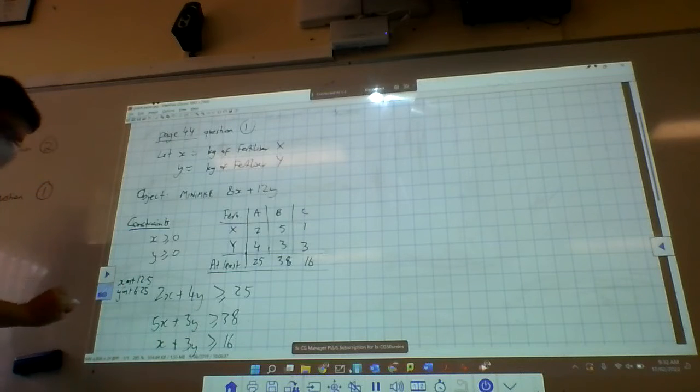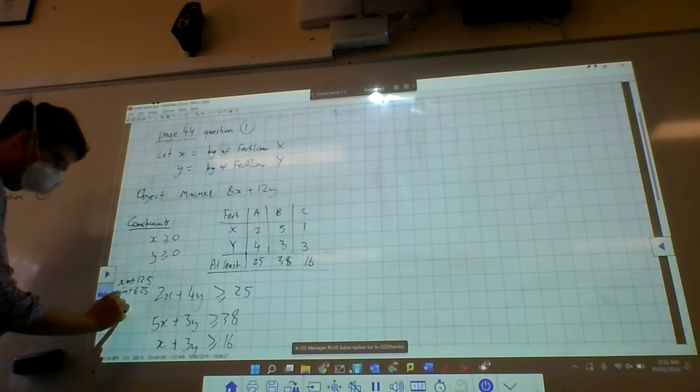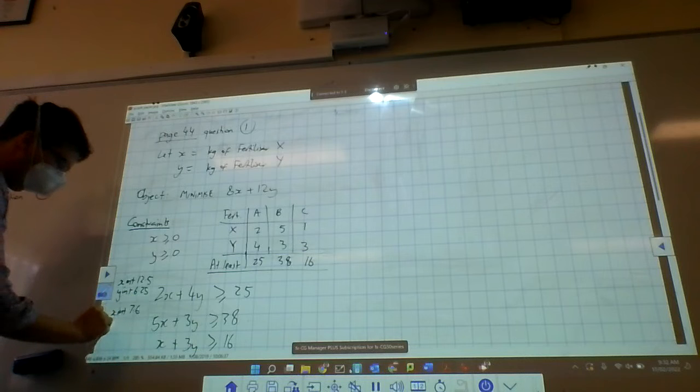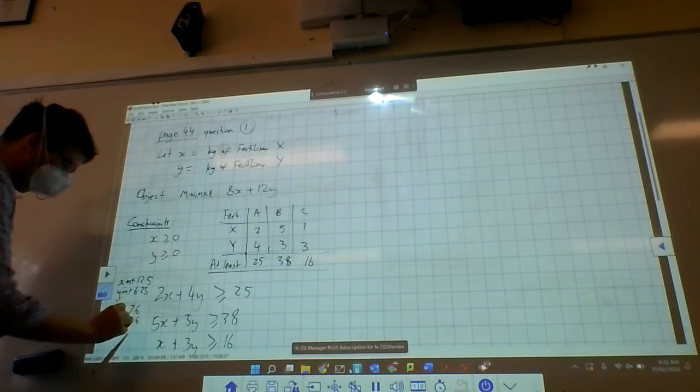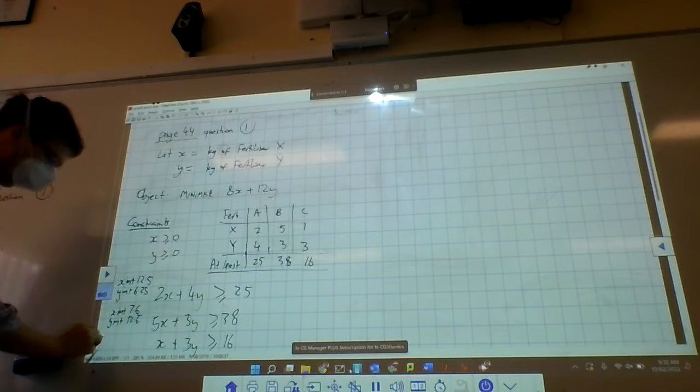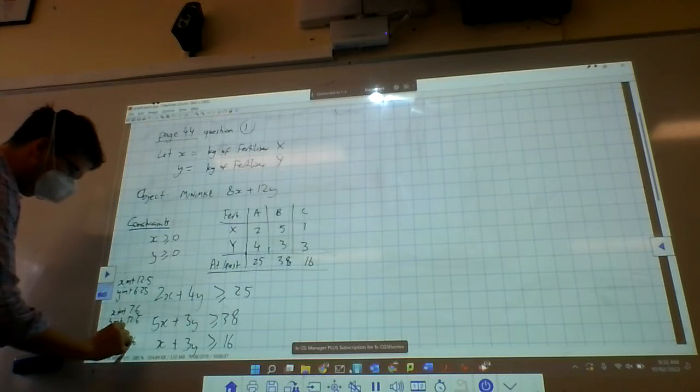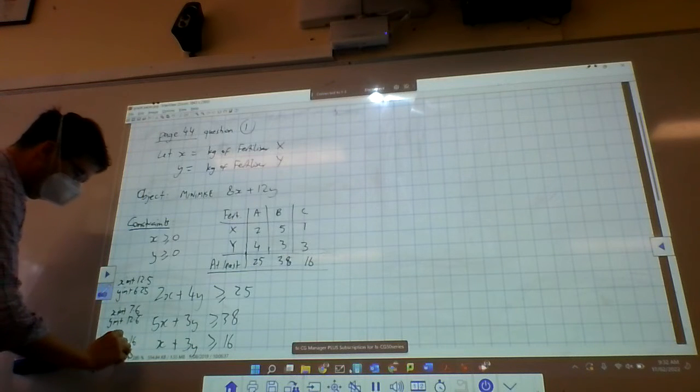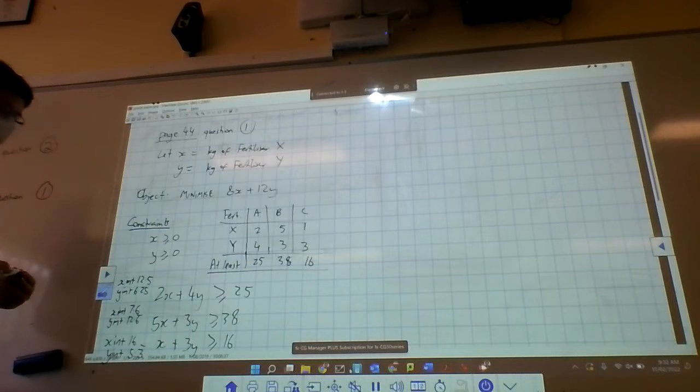Next one, the x intercept is 7.6, and the y intercept is 12.6 recurring. And the next one, x is 16, and then y is 5.3 recurring. Yikes. Okay, so we've got some decimals here.